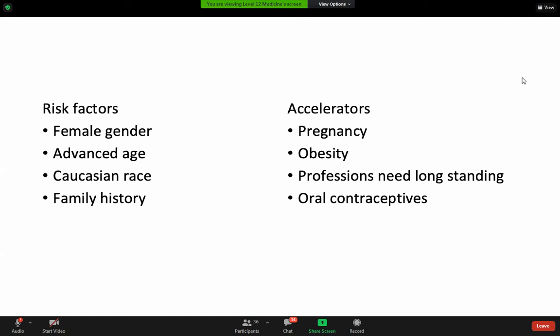will make it quicker. That's it. Obesity as well. Obesity itself will not cause varicose veins. But if the patient has risk factors of varicose veins and obesity, it will show faster. That's it. Professions with long standing, like teachers, for example, are most affected as well.